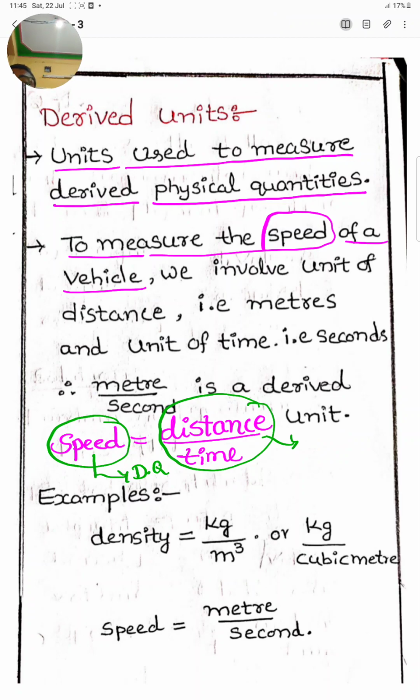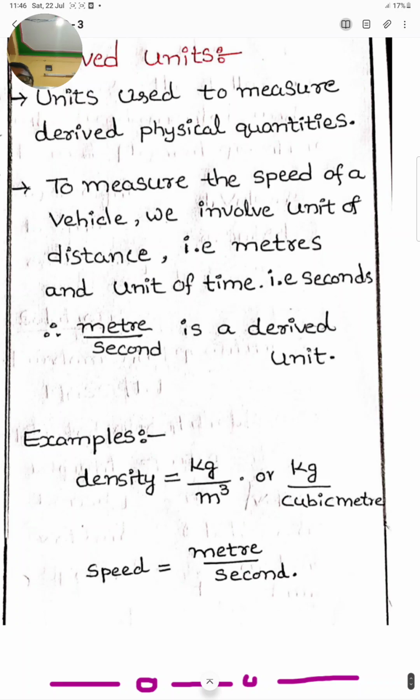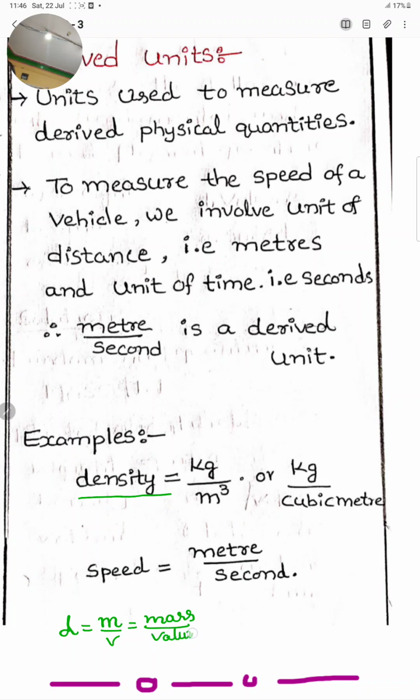Next, one more example here. Observe here, density. What is the formula of density here? See, I am writing here. Density is equal to m by v, where m is mass and v is volume. Density is mass by volume.